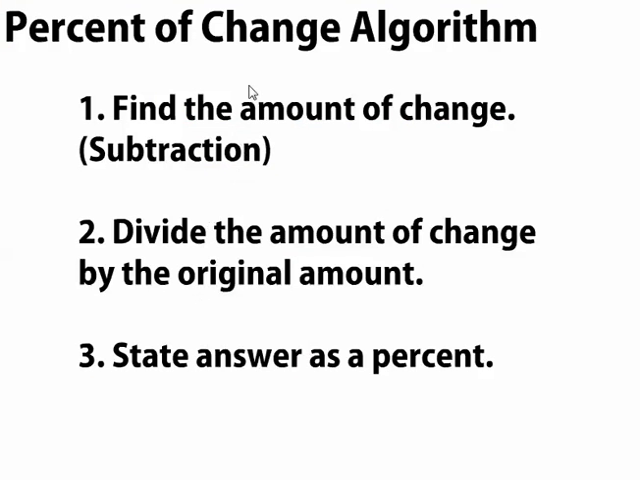When we find the percent of change, here's our algorithm. Number one, we find the amount we changed. But remember, we just said that's not the ending point. We find the amount of change, then we divide the amount of change, always by the original. Then we state it as a percent.